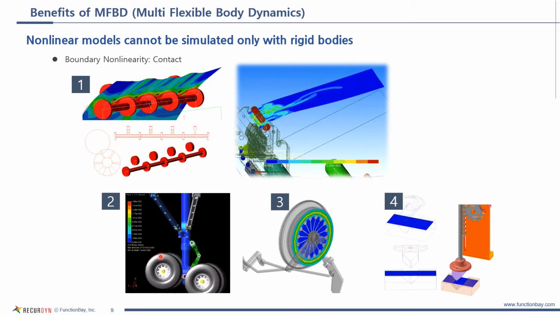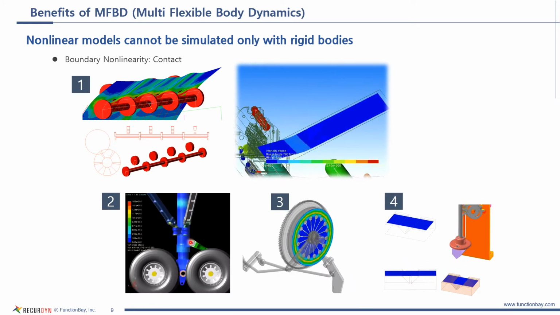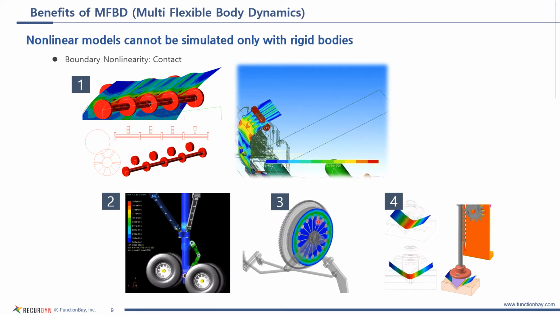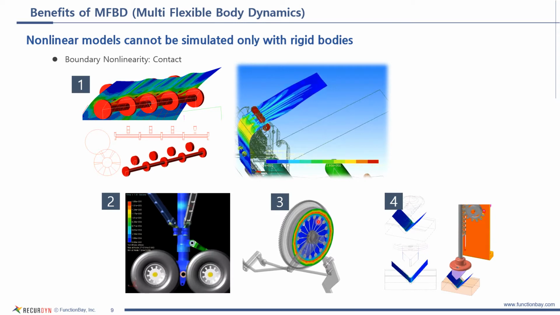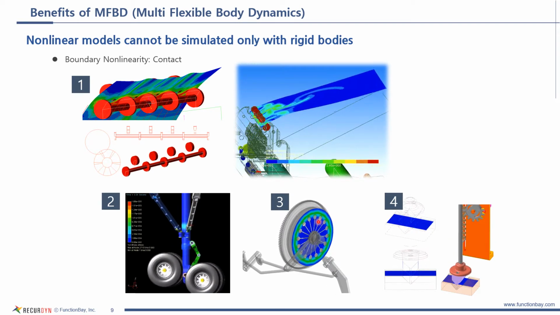In the case of landing gear, the behavior due to the contact can be seen. In the case of clutch plate, its behavior involves a large deformation. When it is pressed, a large deformation occurs, so you can see a strong contact force generated by the elastic force.